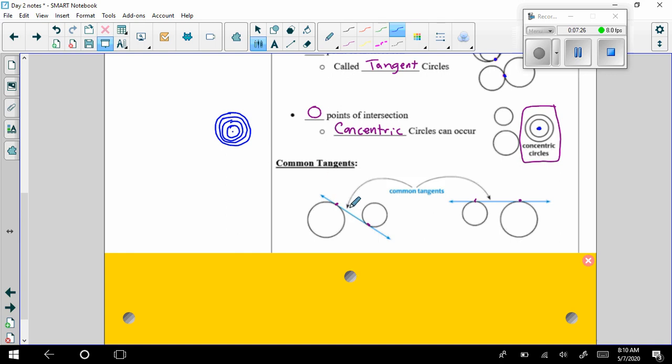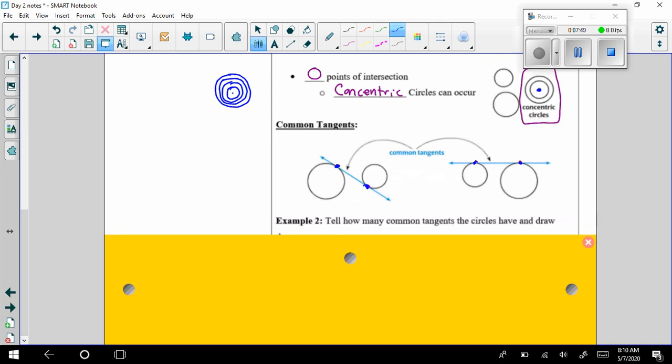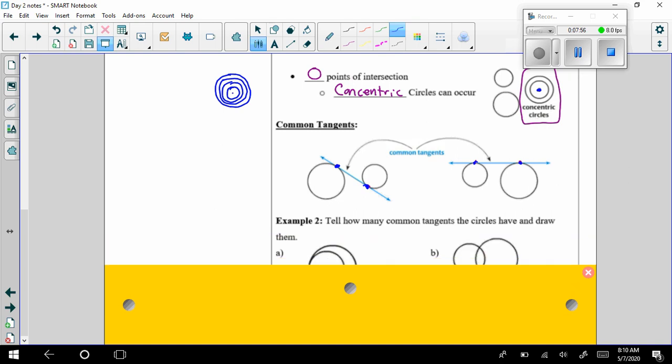A common tangent is a tangent that two circles share, so it's tangent to both circles, meaning that it hits it at 1 point exactly. So each of these has a single common tangent. These would actually probably draw another one maybe. I'd have to use a ruler and see. So you can look at circles and tell how many tangents they have in common. How many could you draw?